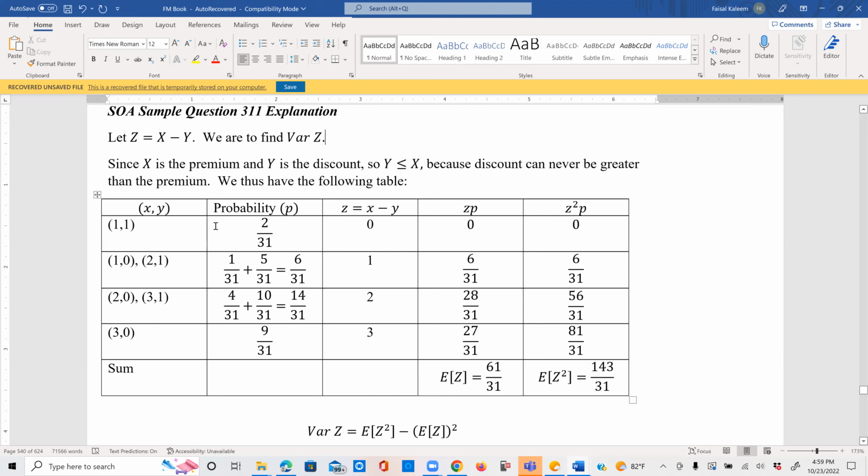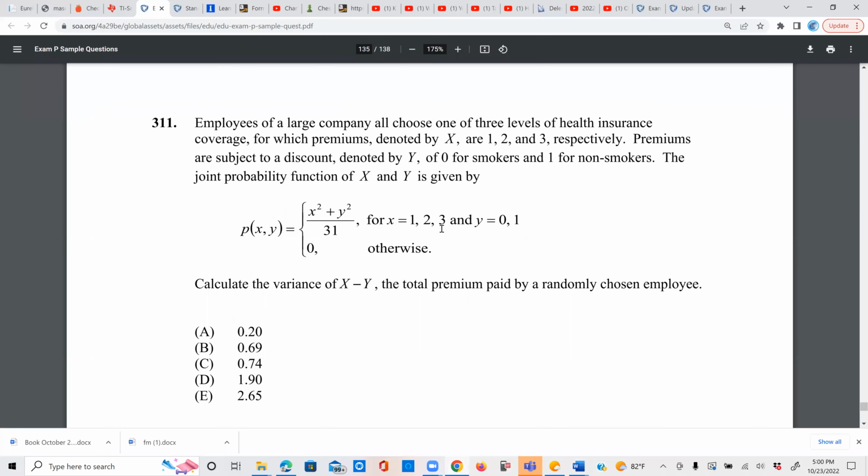And we have the following table. Remember, X could only be 1, 2, and 3, since X is the premium and Y is a discount, and Y was given to be only 0 and 1, 0 for smokers, 1 for non-smokers. So we tabulate these values according to Z, because Z is the one whose variance we want. Z is X minus Y, and X always has to be greater than or equal to Y. So the minimum value of Z could be 0, and that only happens when X is 1 and Y is 1, because the Y values could only be 0 and 1, and X is never 0. X is either 1, 2, or 3.